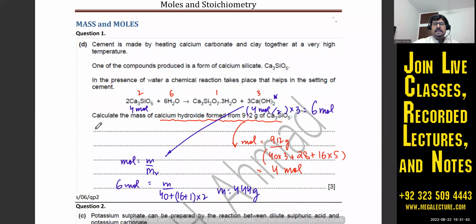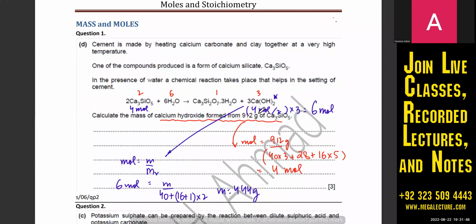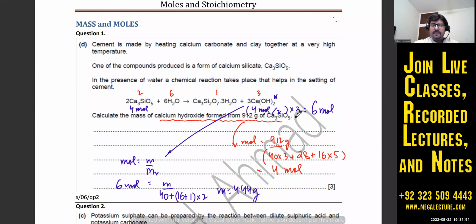So do you get the idea that it's exactly the same question? They gave you some information. Data was given: you had 912 grams of this thing, so you were able to figure out the moles, mass divided by molar mass. Based on that, using ratios, you can figure out the moles of any other substance. Because he was asking for calcium hydroxide, I calculated the moles of this thing, 4 divided by 2 times 3. I figured out there are 6 moles of this, and then you just multiply it by the Mr. That's about it, okay?